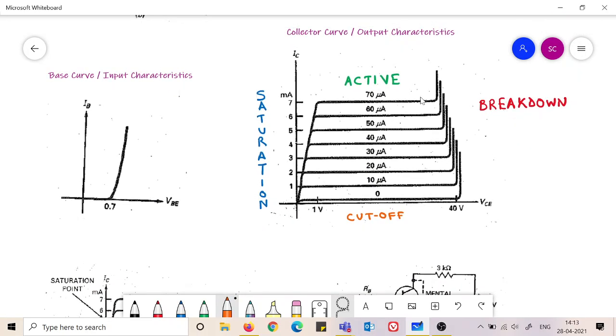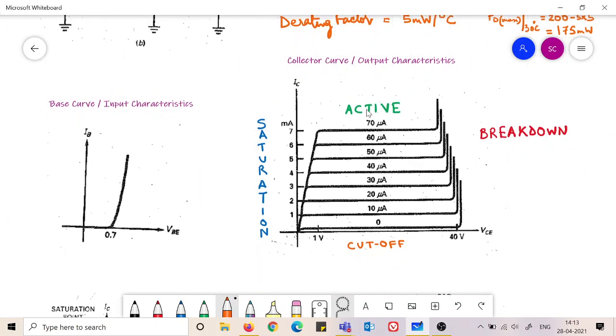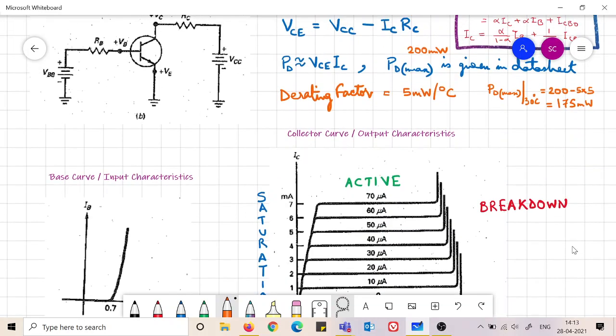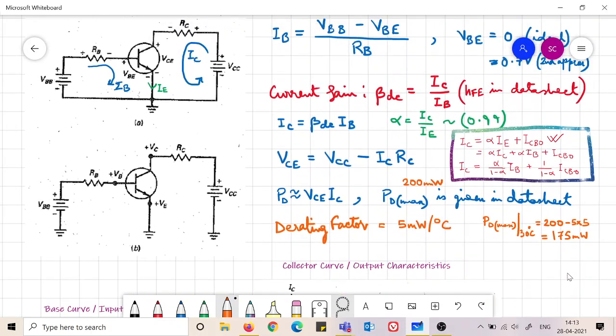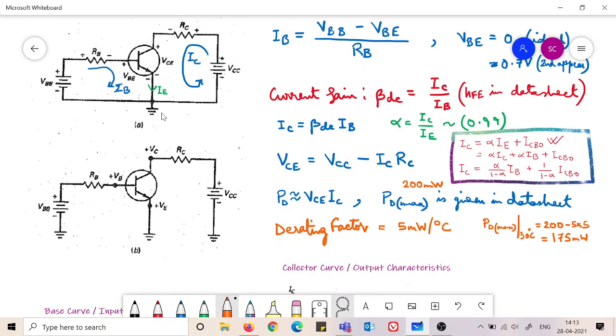Now when we get this curve, we can see there are four distinct regions available in the curve. These four distinct regions we have to understand. First, let us understand the active region, which is a very easy one to understand. The active region is where we would like to operate the common emitter configuration.